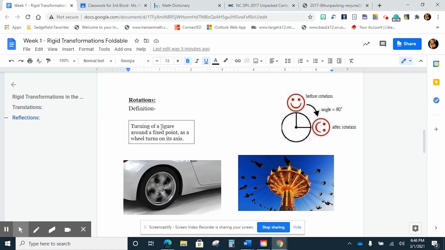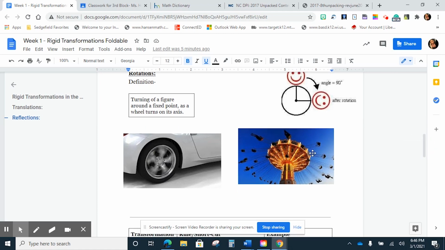It's where you're turning a figure around a fixed point, usually in 8th grade, that is our origin, as a wheel turns on its axis. You can refer to an actual car wheel. You can refer to a Ferris wheel at an amusement park.